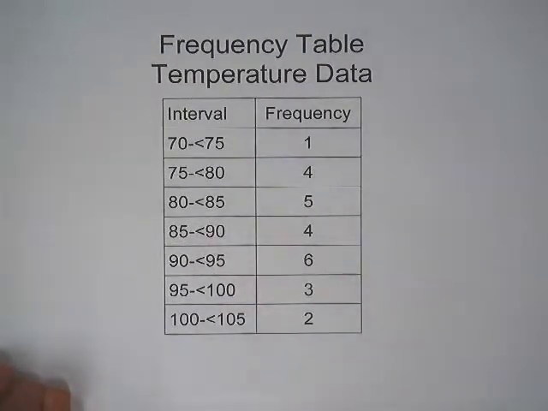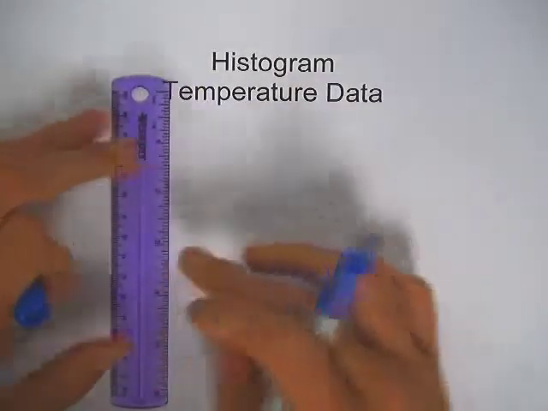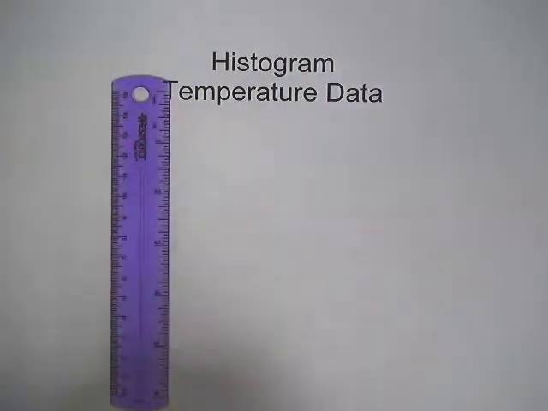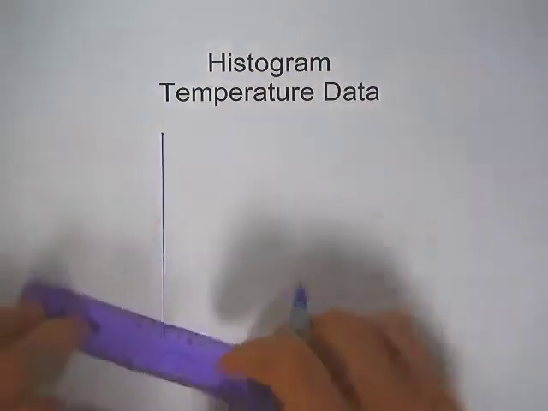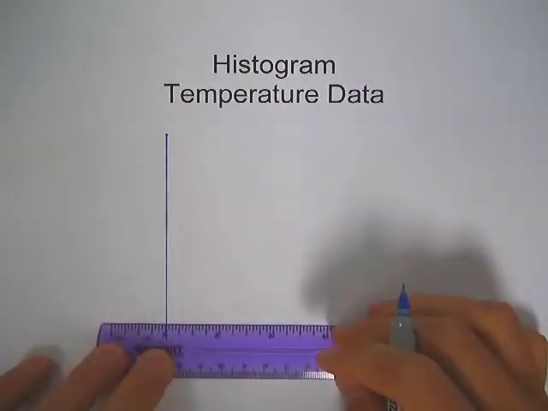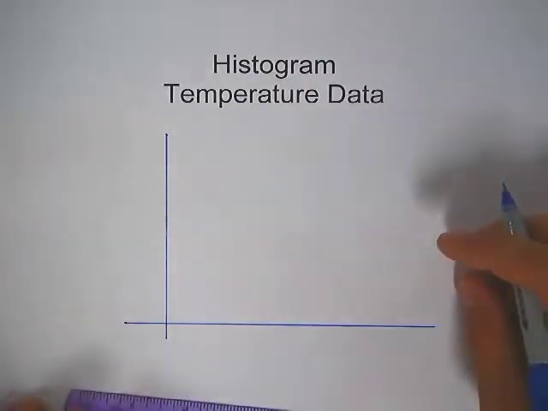Okay, now that we have our frequency table, we can go ahead and start making our histogram. Our histogram I'm going to make on this page. The first thing we need are 2 axes. I like to use a ruler. We're going to display frequency on the y-axis, and we're going to display your temperature intervals on the x-axis.